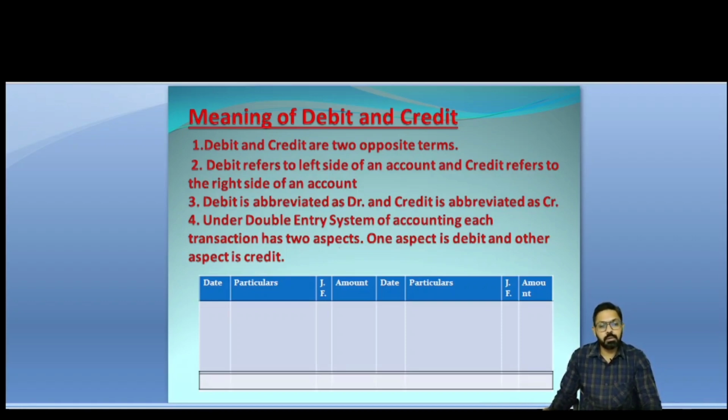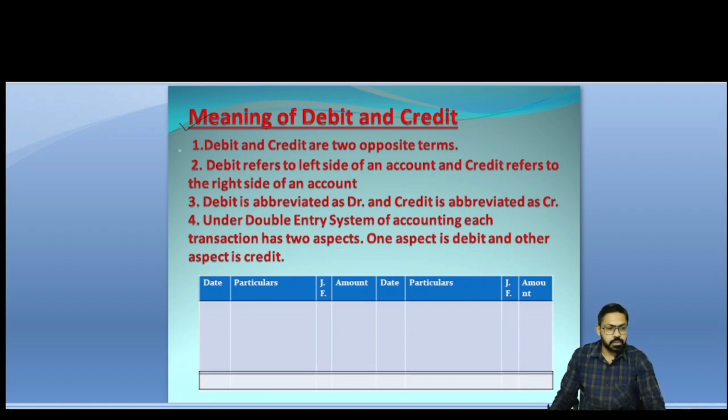Today we will discuss the meaning of debit and credit. Also, we will discuss more topics like golden rules, etc. Let's start with debit and credit. So what is the meaning of debit and credit? This is the first topic.